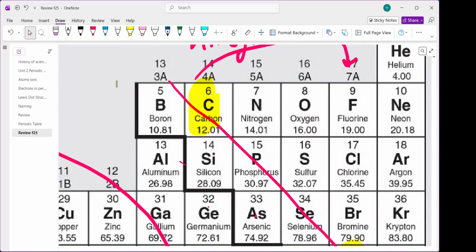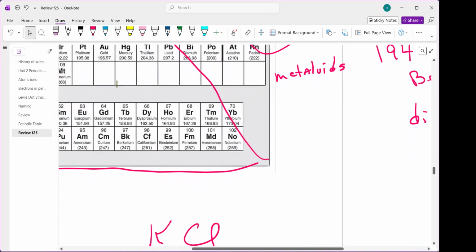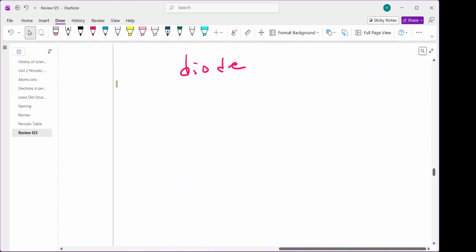Okay, let's look at carbon. Carbon's got two numbers, an integer and a decimal number. And the symbol for carbon is C. Okay, so let's blow this up.